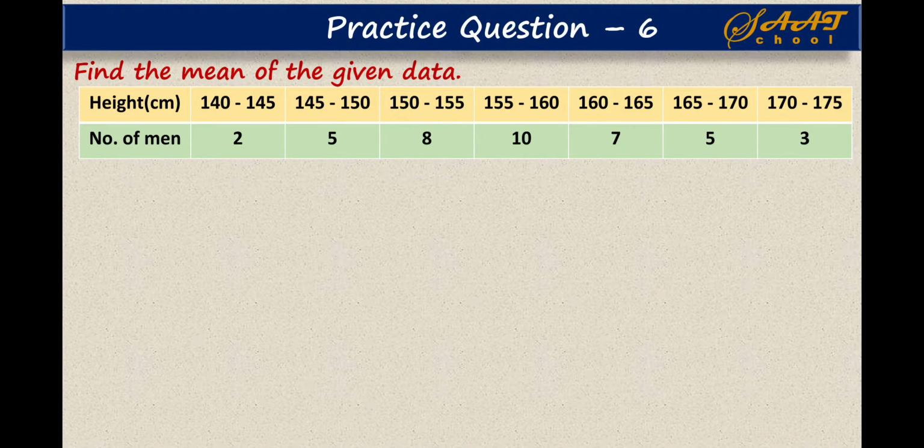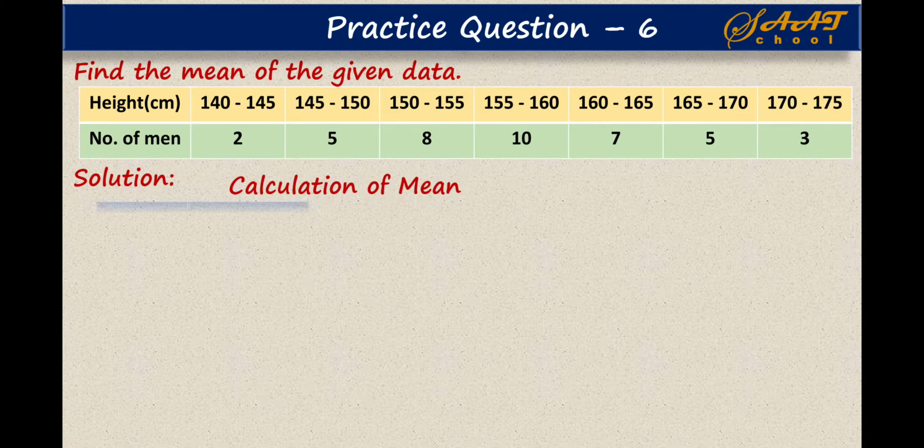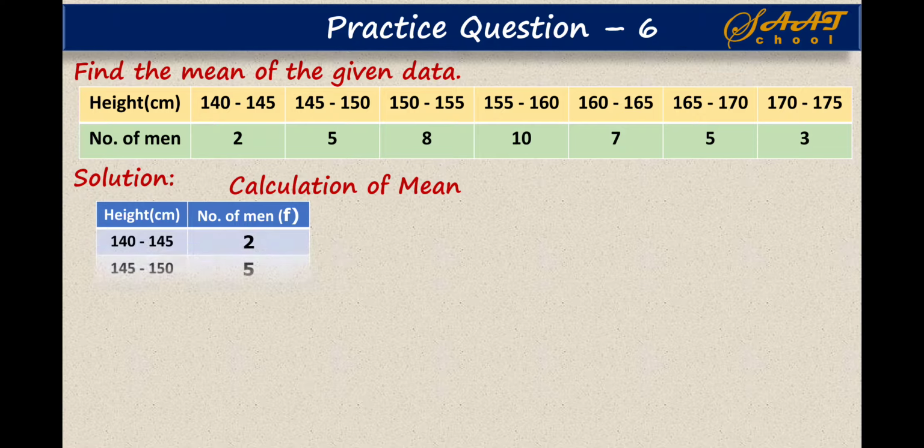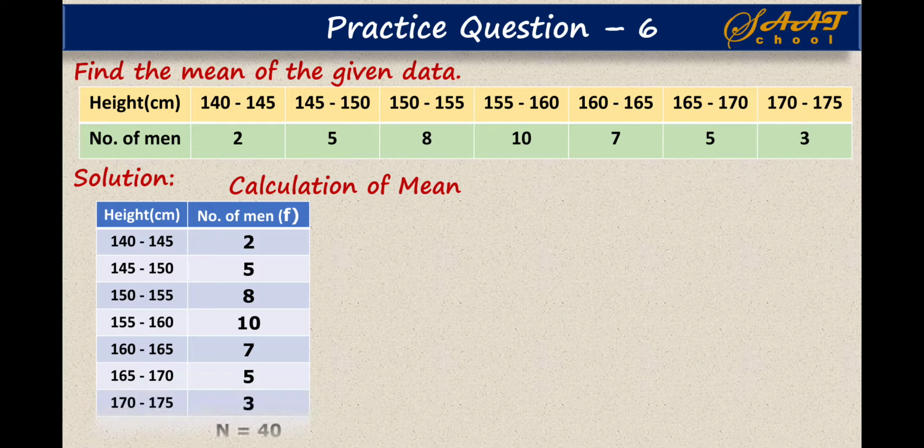Now here is practice question 6. This is a continuous series. In this continuous series, we have class intervals of height, from 140 to 145, and finally 170 to 175. We can write this given information in columns: the height, which is given in centimeters, and the number of students, which we consider f. If you get the sum of f, that is the sum of 2, 5, 8, 10, 7, 5 and 3, that will be 40. That is the sum of f.